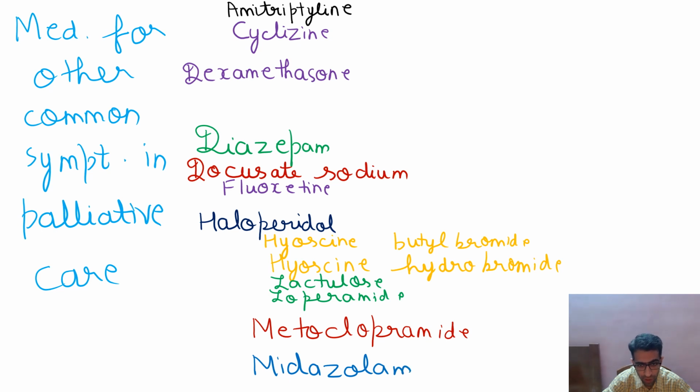Finally, we finish off this class with the most important drug, last but not the least, ondansetron. This is an antiemetic. Which group of drugs does it belong to? Do let me know in the YouTube comment section.